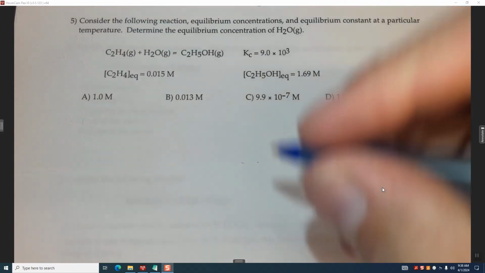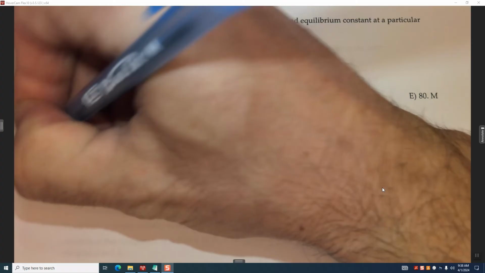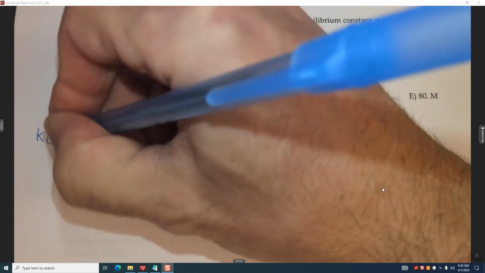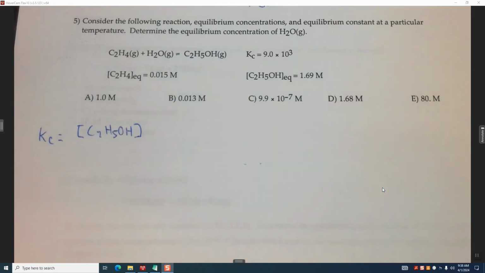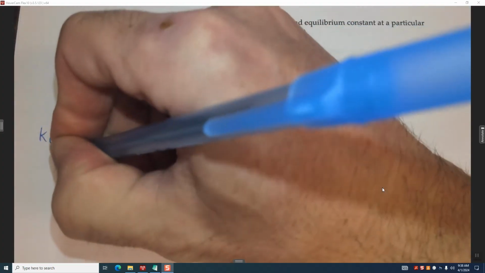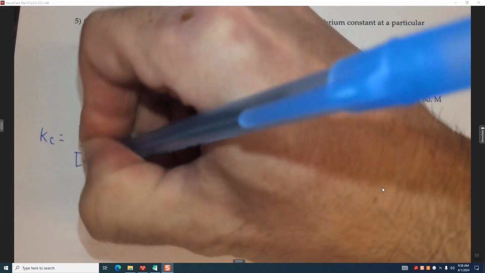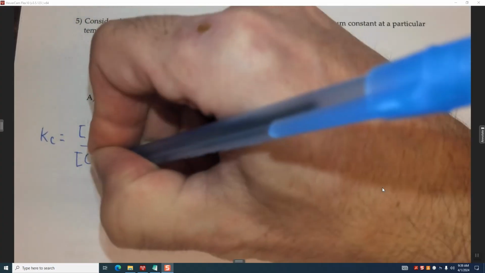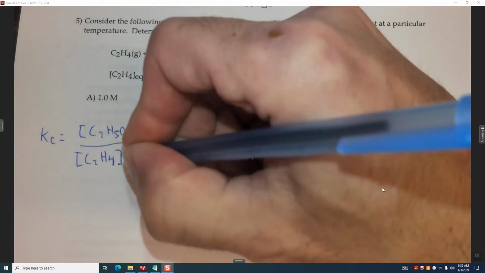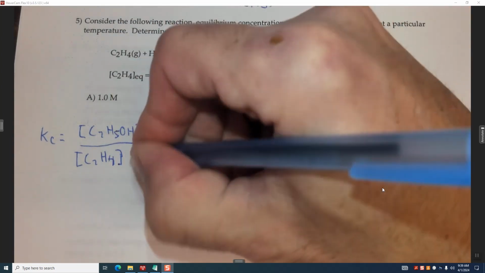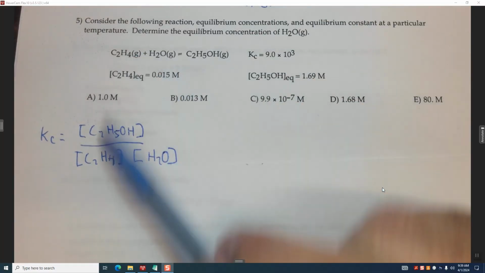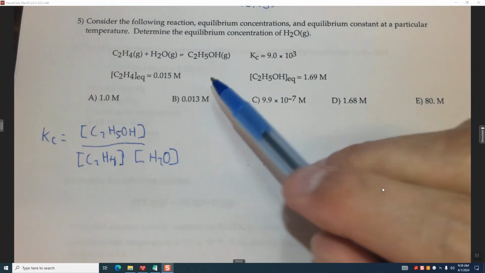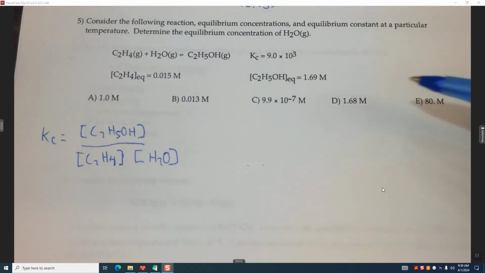So the first thing we need to do is write the Kc expression. Remember that Kc is products over reactants. So in this case, the concentration of C2H5OH, ethanol, on the top, over the concentration of C2H4, ethylene, times the concentration of H2O. In this case, they're all 1, so no exponents here, and they're all gases or aqueous, so they all go in the equilibrium expression.